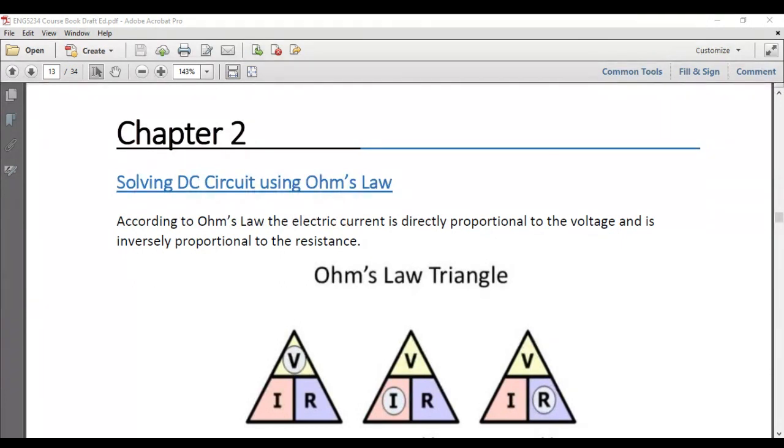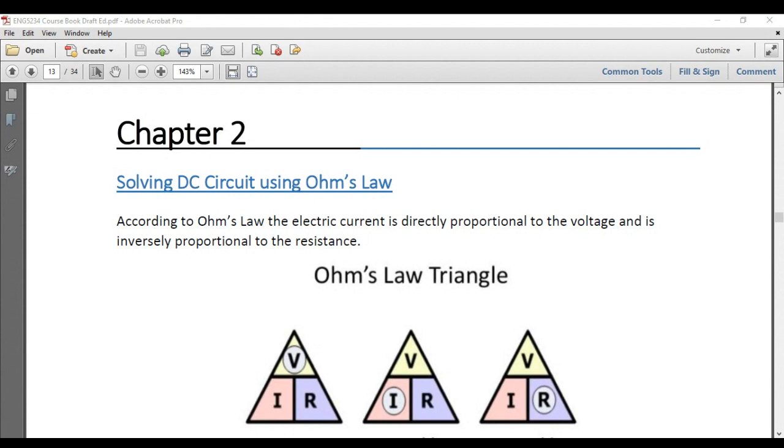Today we are going to start our second element, or second chapter, and in this chapter we will be discussing some basic electrical laws, for example Ohm's law, Kirchhoff's law, and we will be discussing how to solve different DC circuits. So this chapter is mostly focused on DC theory and DC circuit problems. So let's start.